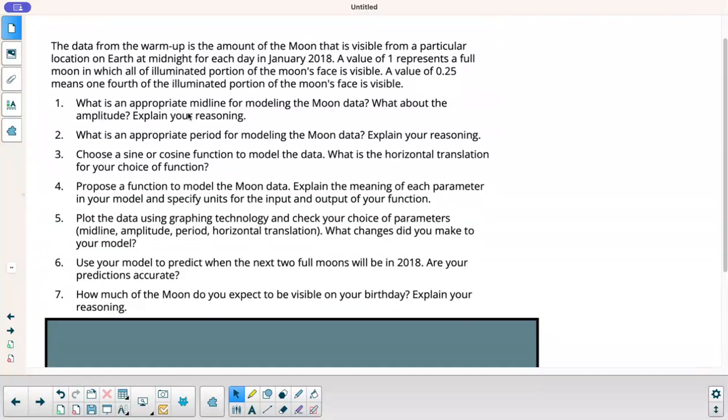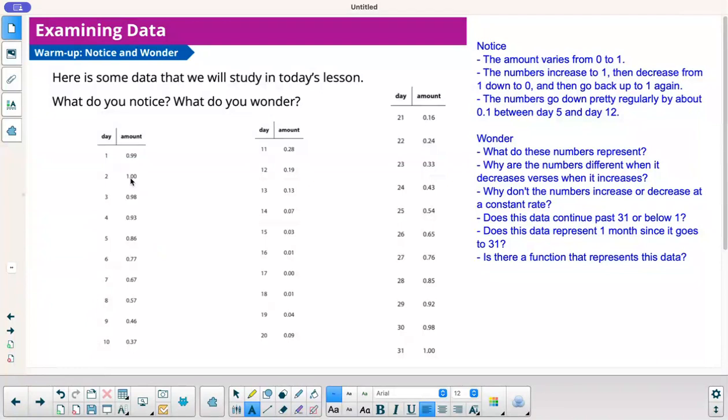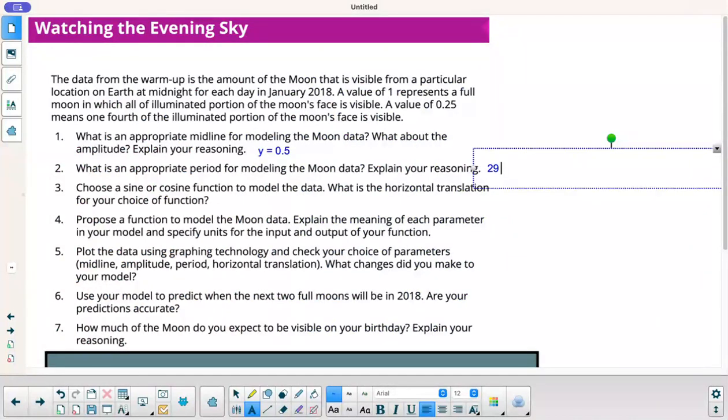What is an appropriate midline for the modeling of the data? Since you go from 0 to 1, the midline is going to be right in the middle, so I would say y equals 0.5, or 1/2. What's an appropriate period for the modeling of the moon data? When I look at it, I don't hit 1 again until day 31. So 31 minus 2 is 29 days. So I'm going to say 29 days.